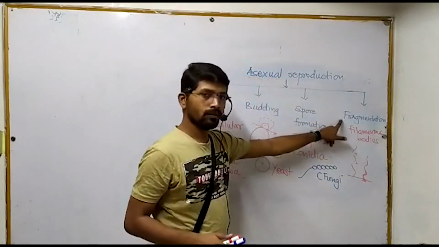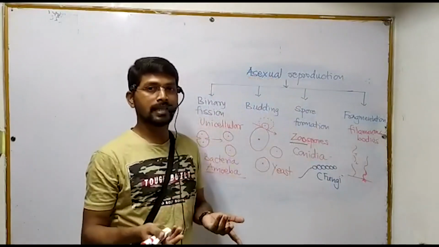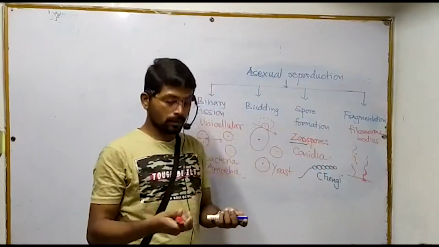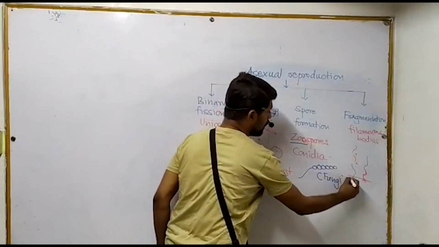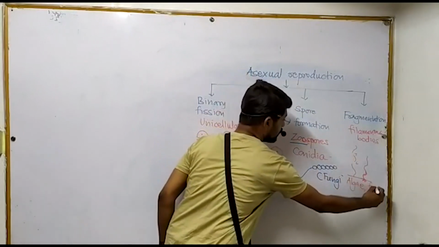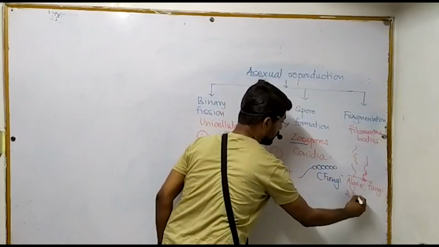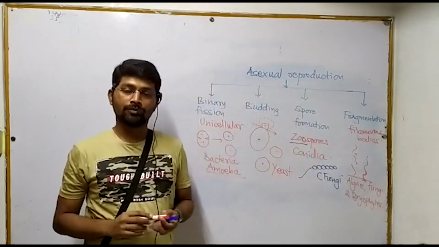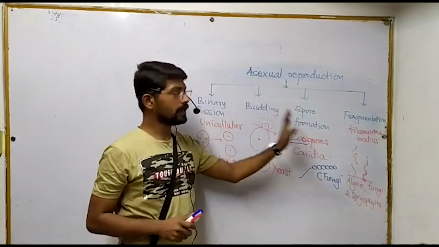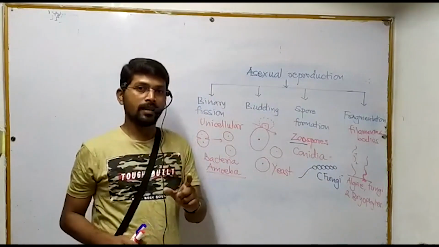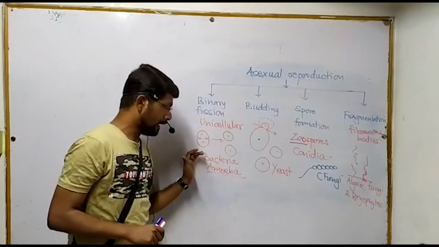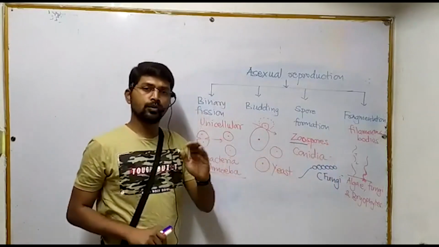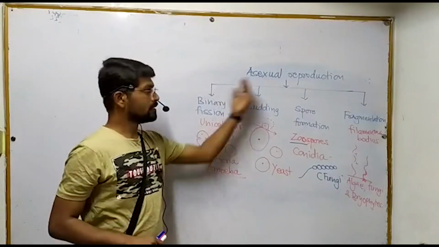And this mode of asexual reproduction, as I have already told you, is mostly seen in organisms having a filamentous body. So the best examples of fragmentation are algae, certain fungi and bryophytes. Now these four types of asexual reproduction are commonly observed in lower organisms. You can see here bacteria, some protists, then fungi, algae, bryophytes. Those lower organisms show asexual reproduction.